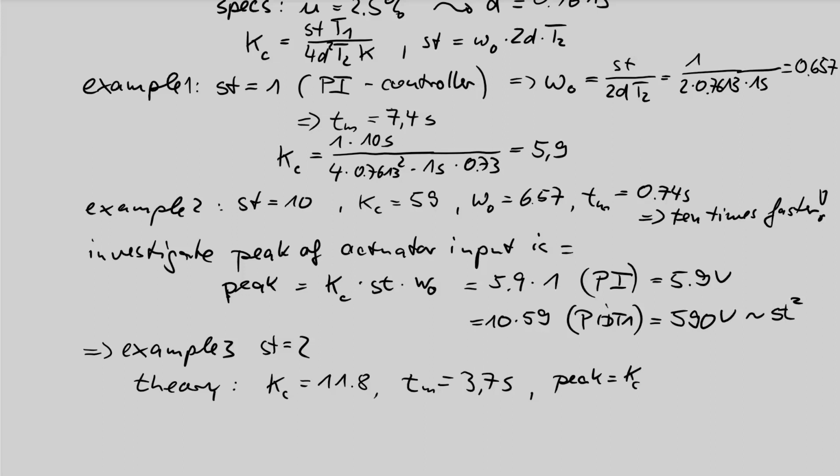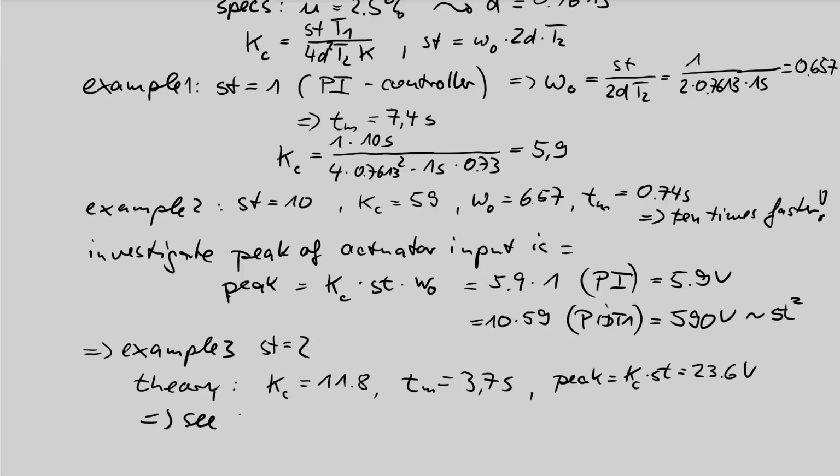is Kc times step depth, which is 23.6. As you see, that is a limitation, but not so large as the limitation of 590 volt. So here, of course, you are at the limitation, and the question is, how large is the negative nonlinear effect?